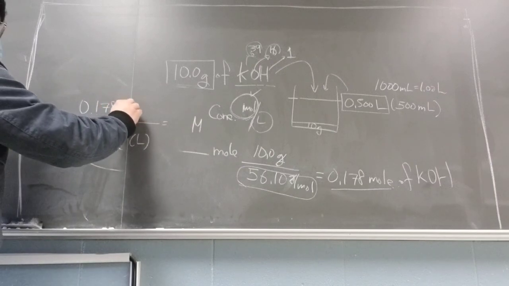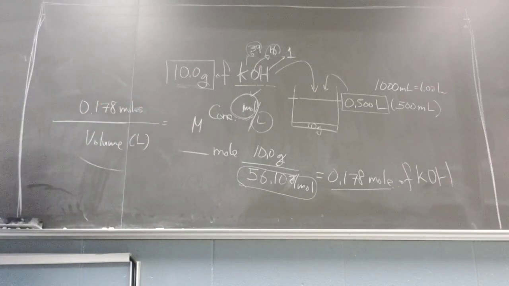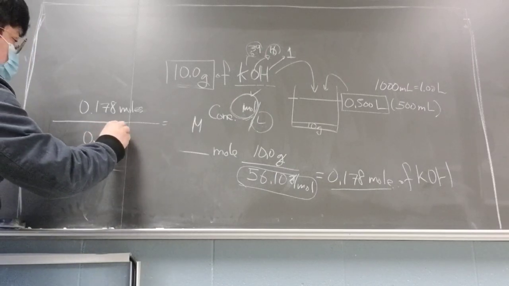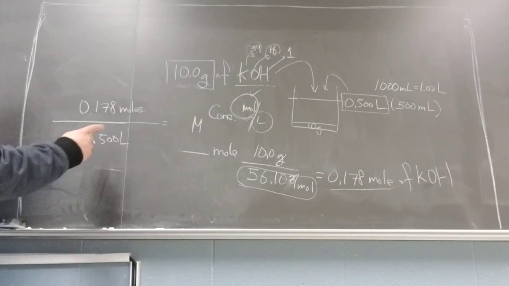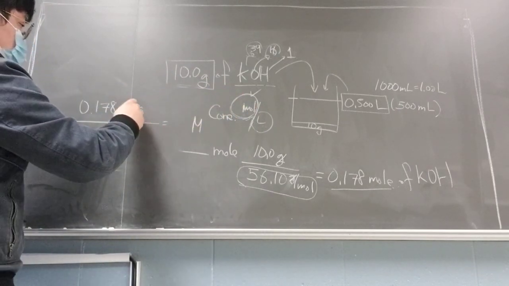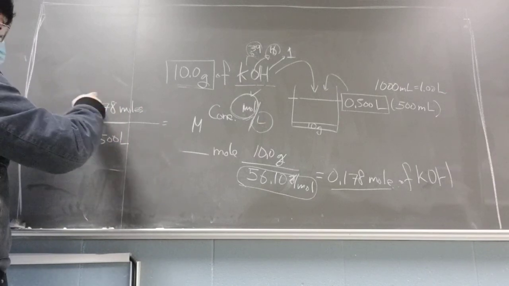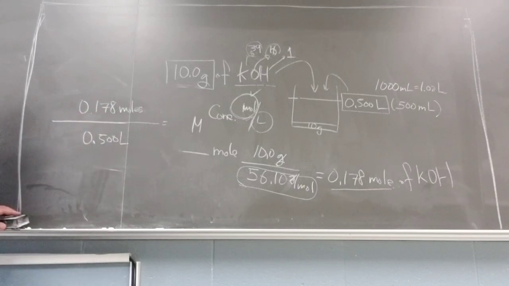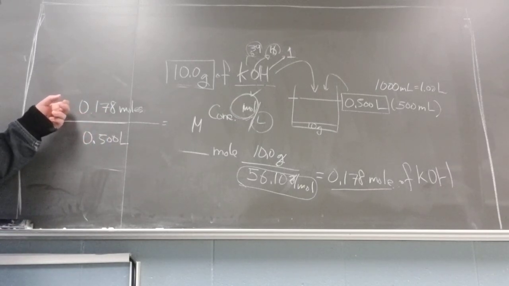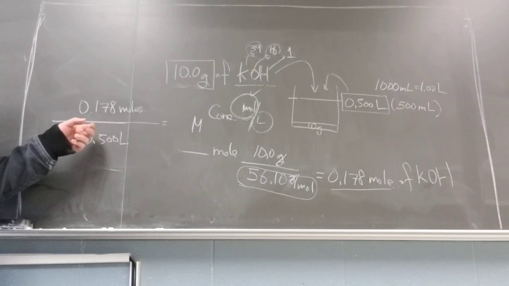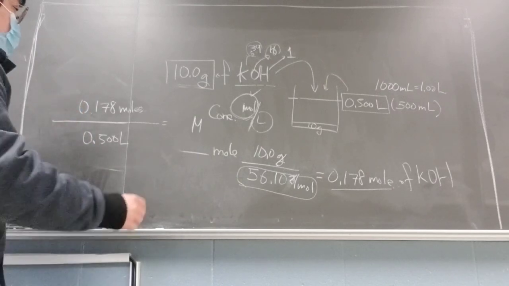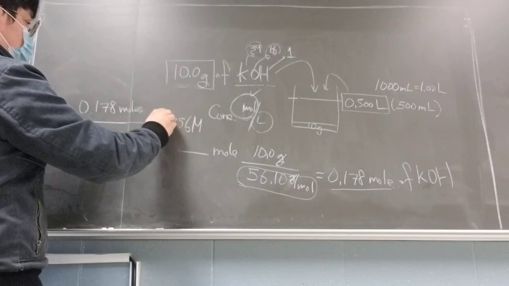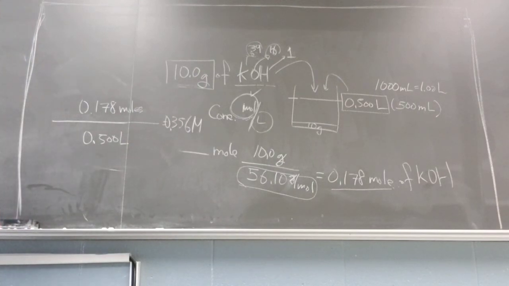0.178 moles. Okay? And then you're going to divide this by 0.500 liter. So then you get a moles per liter number, which is this one. This is the same as multiplying this number by 2, because you're dividing this number by 0.5. That is the same as doubling this number. Okay. So this will be 0.356 molar.